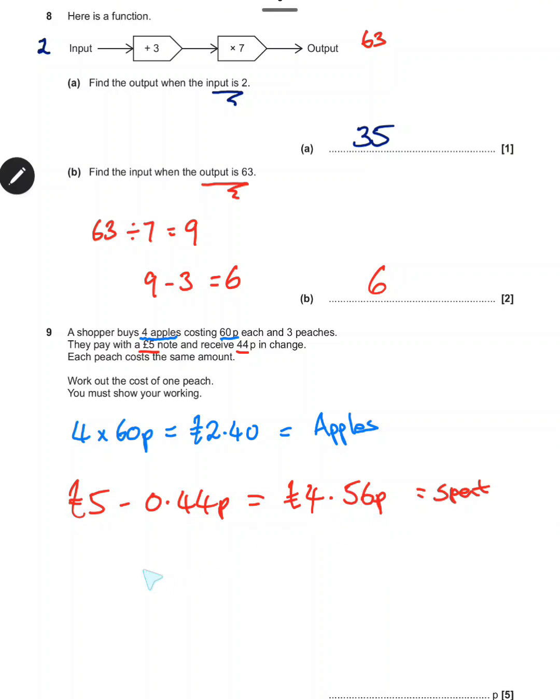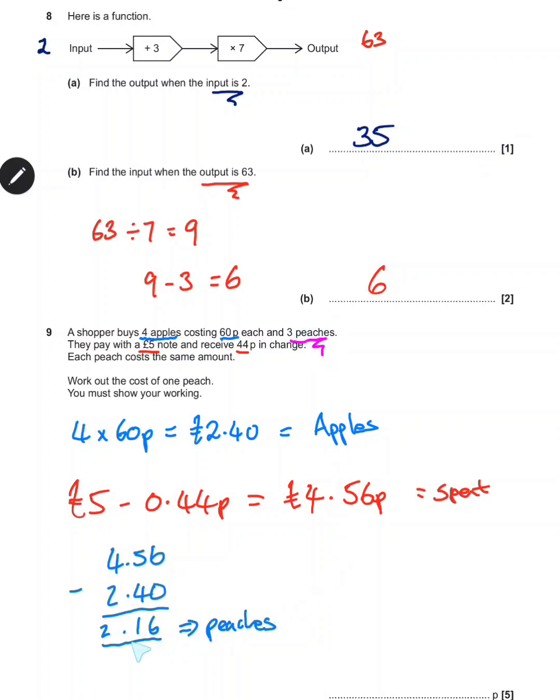If I do £4.56, take away £2.40, and we'll do that using a column method. £4.56, take away £2.40, that's going to tell me what they spent on peaches. So 6 take 0 is 6, 5 take 4 is 1, 4 take 2 is 2. They spent £2.16 on peaches. And it says we bought 3 peaches.